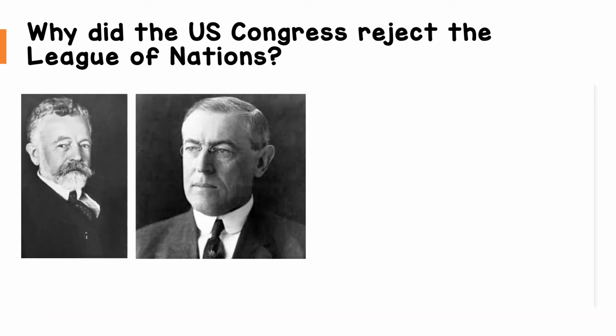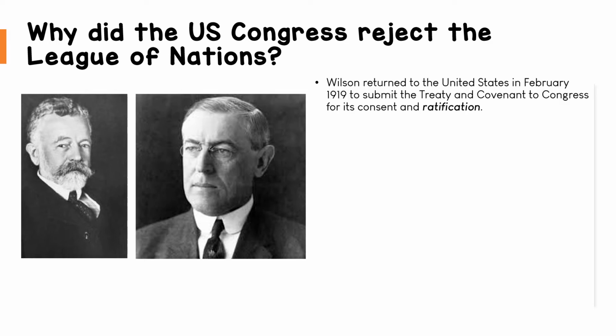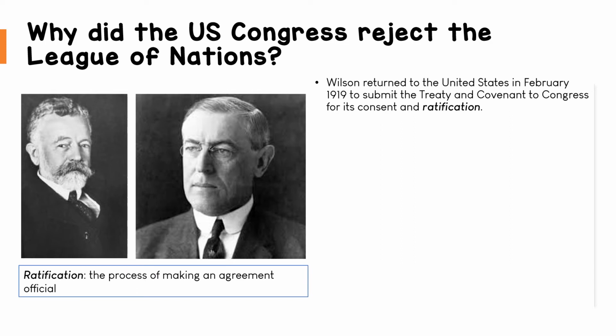It might come as a surprise that the United States never joined the League of Nations, given that the League was an idea of its president, Wilson. Now, for what reasons did the US then reject the League of Nations? When Wilson came back to the United States, he submitted the Treaty and the Covenant of the League of Nations to Congress for Congress to approve it and to ratify it. To ratify just means to make an agreement official.